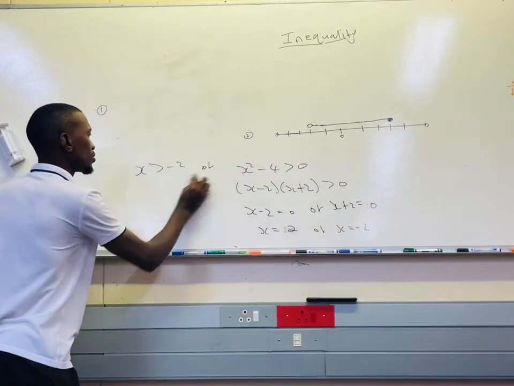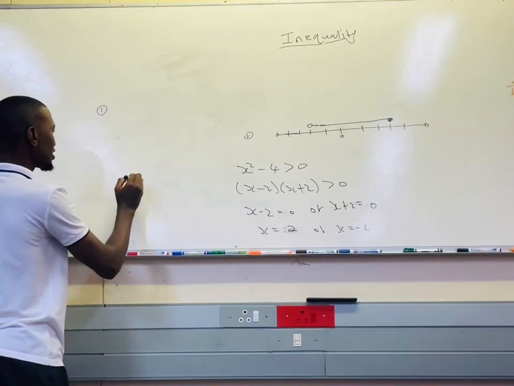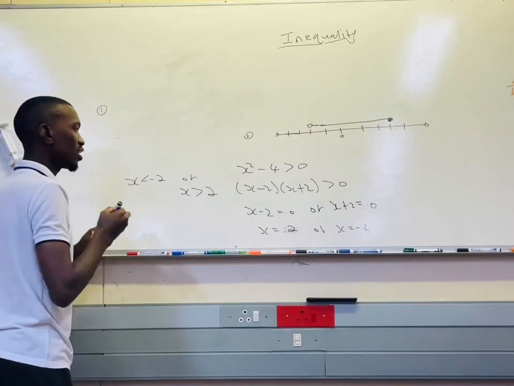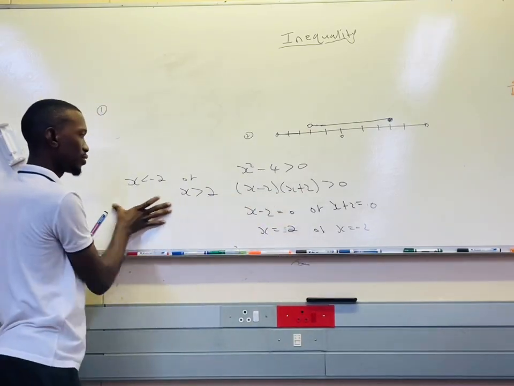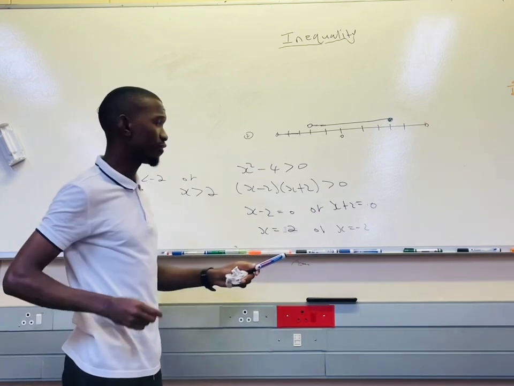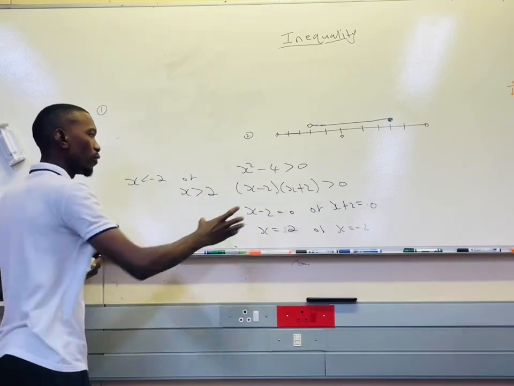Now, let me show you how to do this guy. You want to say x is less than -2 or x is bigger than 2. That's how we show this guy. From here, that's your final answer. But you can write it like this so that you don't have problems. But the main thing that they're looking for is to factorize.